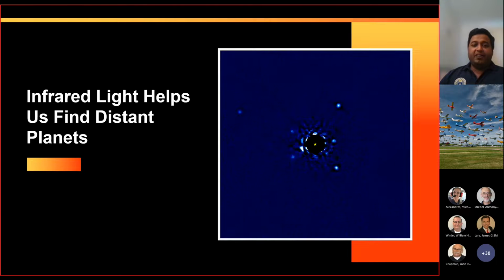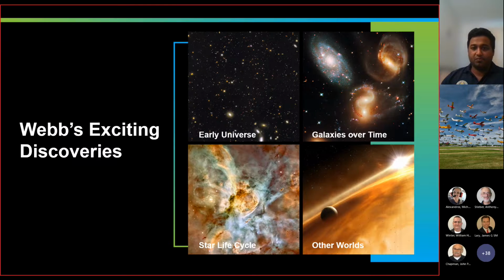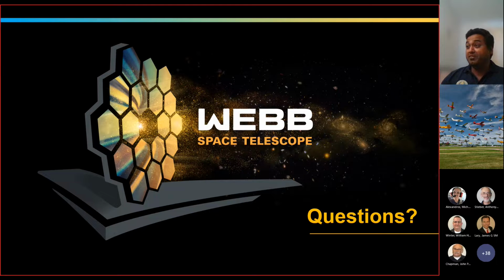And finally, infrared light helps us find distant objects, exoplanets in this case, as I already told. And we can go a step further by decoding the atmosphere of planets. That's basically it. I've touched upon all the things that Webb can actually do, and the first images confirm that. Now is a good time for questions.